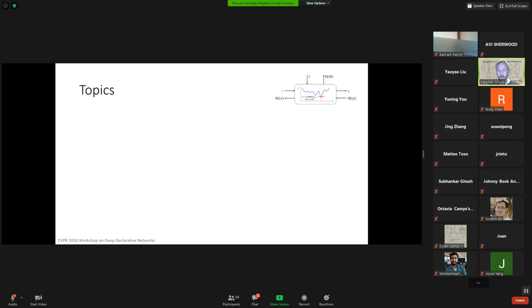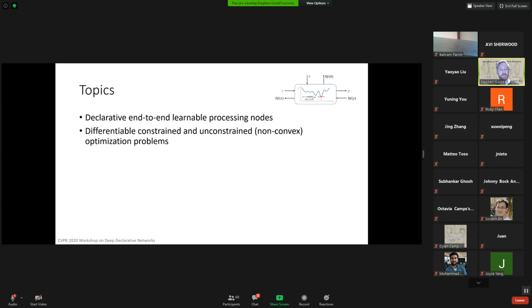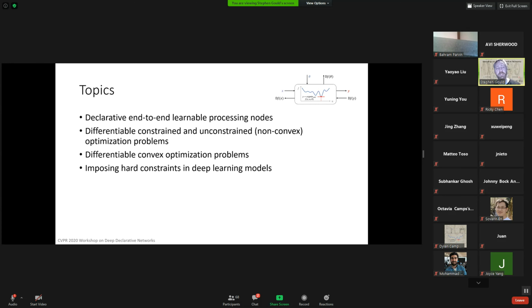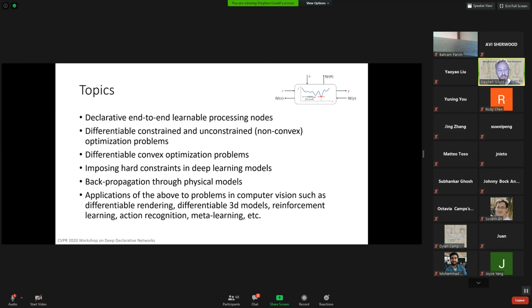The topics of the workshop include declarative end-to-end learnable processing nodes, differentiable constrained and unconstrained optimization problems, in particular differentiable convex optimization problems, imposing hard constraints in deep learning models, backpropagation through physical models, which is particularly important in computer vision, so we can backpropagate through geometric models, for example, and then applications of the above in computer vision, such as differentiable rendering, differentiable 3D models, reinforcement learning, action recognition, meta learning, and so on.